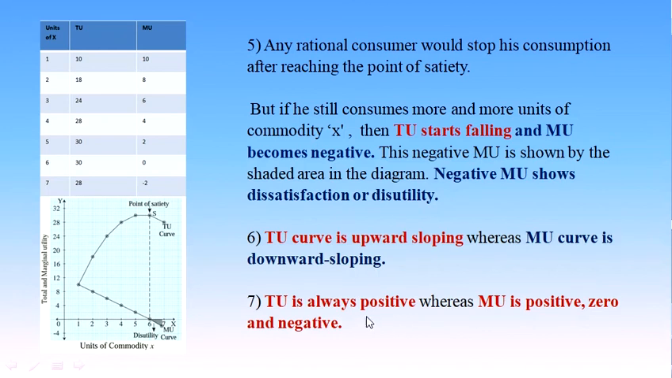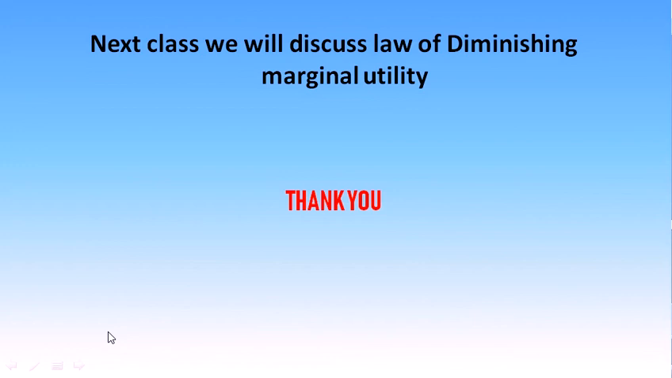Total utility is always positive. So this we need to remember. It is always positive, whatever be the case. Total utility is increasing, decreasing, but it is always positive. It is an upward sloping curve. And marginal utility can be positive. It is positive over here, then it becomes zero, and then it becomes negative. So the marginal utility curve can be positive, zero, and also negative. So this is the relationship that we have discussed.